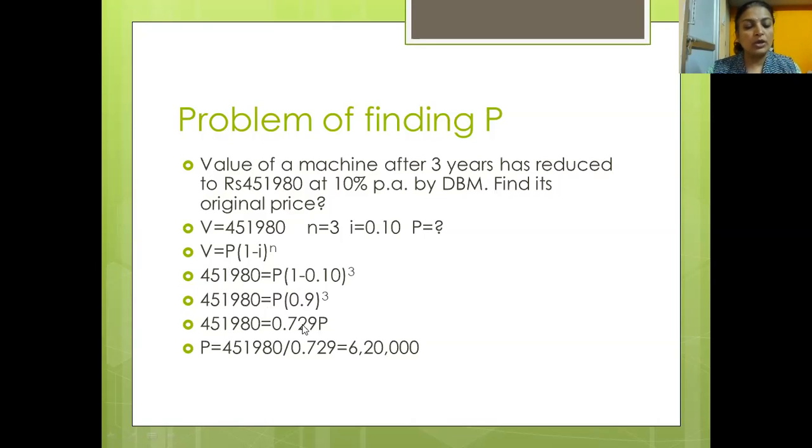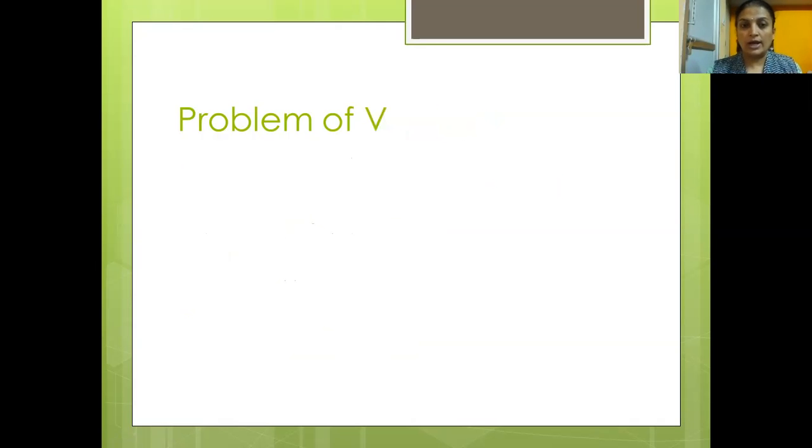And P you have to keep on one side, that is P is equal to 4,51,980 divided by 0.729. Then you will get 6,20,000 as the original value of the machine. So here we are calculating the original value. Now this is V, calculation of V.